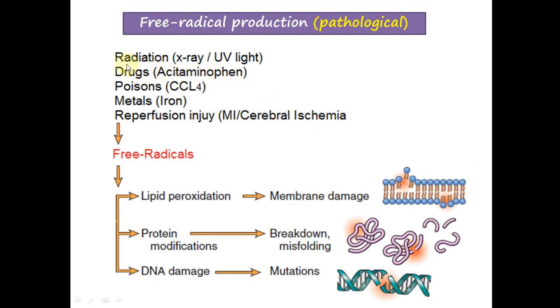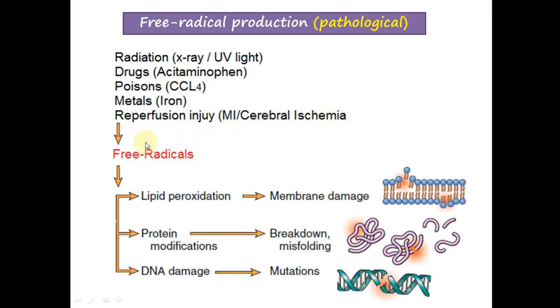Now, we have come to the conclusion that free radicals are produced by radiations like X-rays and ultraviolet light. Free radicals can be produced by chemicals and drugs like acetaminophen, paracetamol, also carbon tetrachloride poisoning, and metals like iron and copper. Free radicals are also produced by reperfusion injury, particularly in cerebral ischemia and myocardial infarctions.